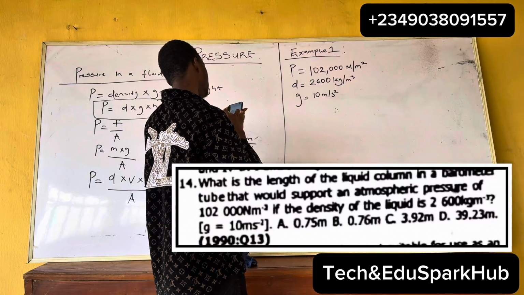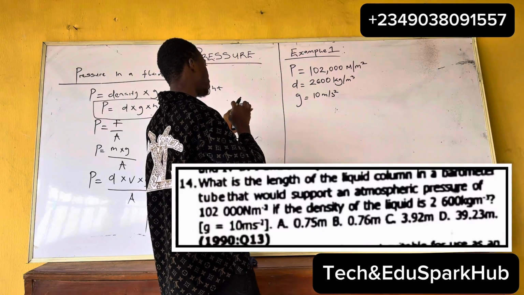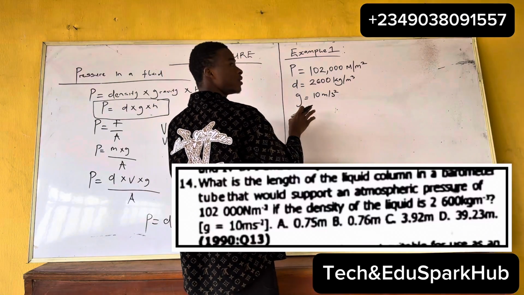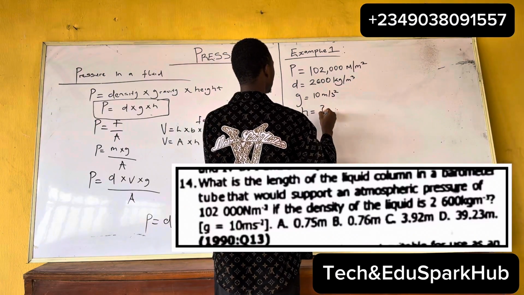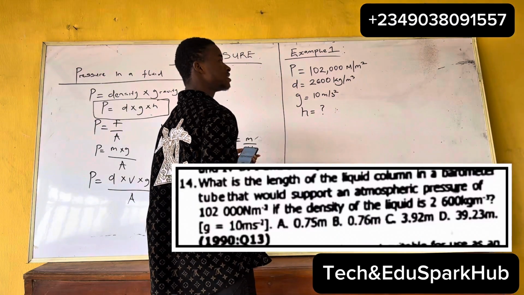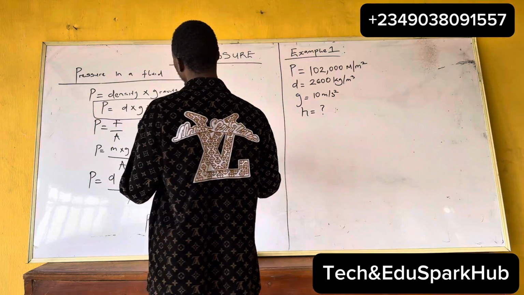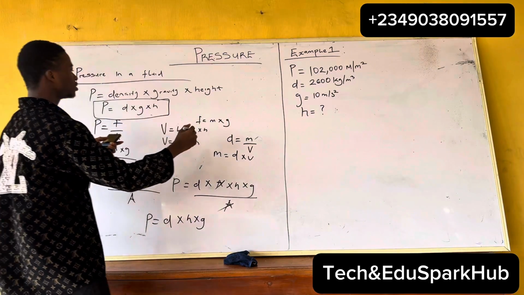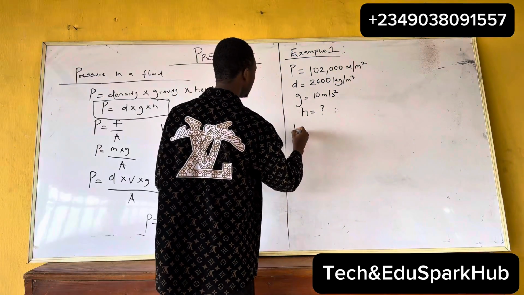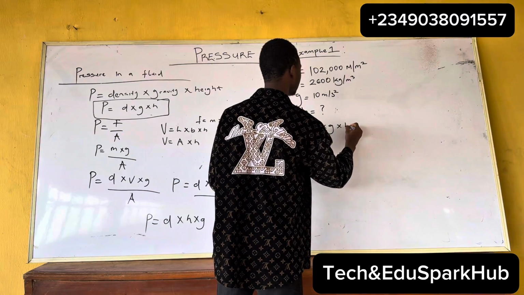And what are we looking for in this question? The question is asking what is the length of the liquid column in the barometer. So we can denote length as the height. So the height is equal to unknown. This height is the same thing as the length. Remember from the formula for our pressure in a fluid, which is P equals density times gravity times height. So we can come back to our formula, which is P is equal to density times gravity times height.